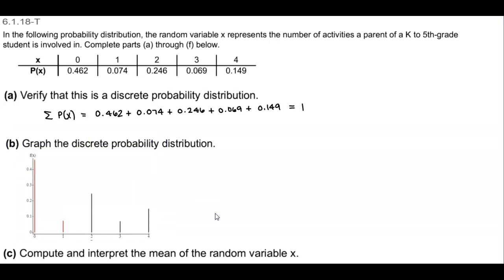Again, in the graph, the horizontal axis is the values of the discrete random variable, and the vertical axis is the probability. The horizontal axis is the number of activities a parent of a K to 5th grade student is involved in.